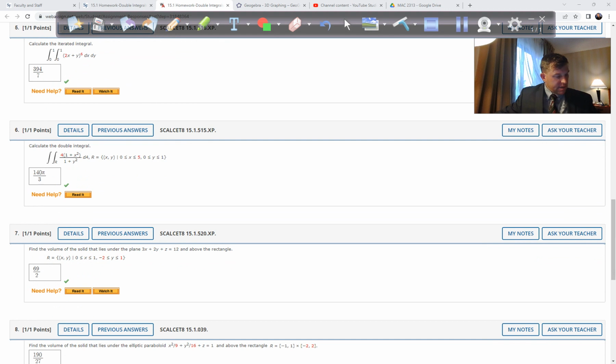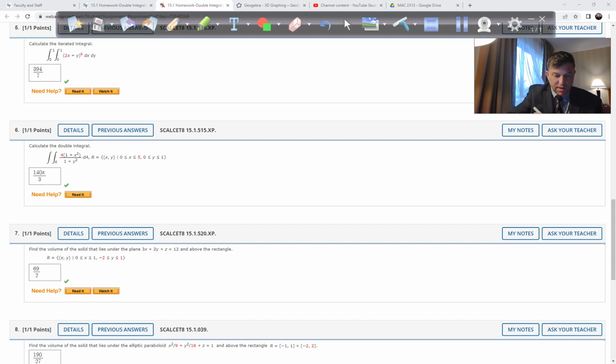Okay, problem 6 is where we're going to have a slightly more interesting approach. So there's a hard way to do, there's an impossible way to do this, and then there's an easier way to do this, or I should say the only way you can do it. So if you do x first, you will not be able to get this one right. So we're going to do y first.